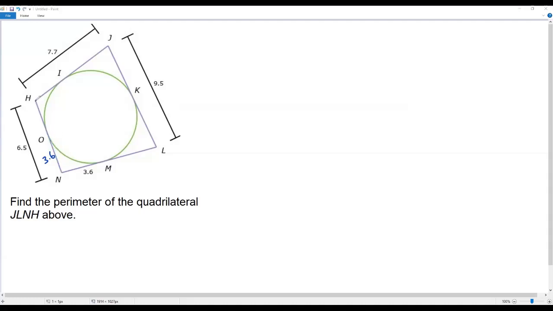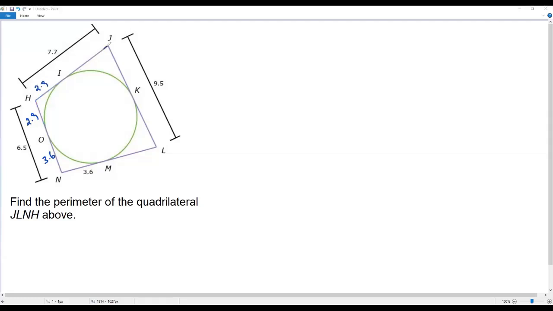Then what is the length of HO? Already we know that the total length of NH is 6.5. To get the length of HO, I have to subtract 3.6 from the total length of 6.5. When I subtract 3.6 from 6.5, I am getting 2.9. So the length of the tangent HO drawn from the external point H to the circle is 2.9. And HI is a tangent drawn from the same external point H to the circle. Since the length of the tangent HO is 2.9, the length of the tangent HI also must be 2.9.